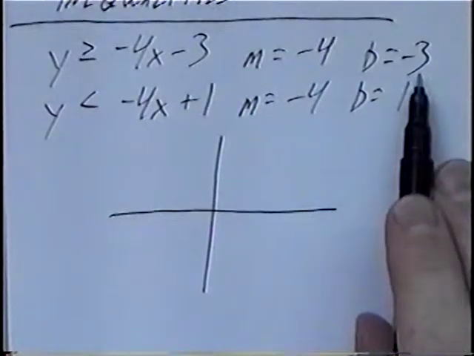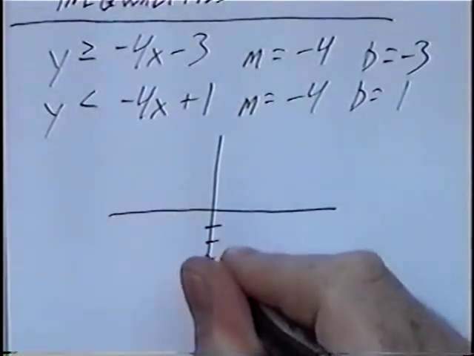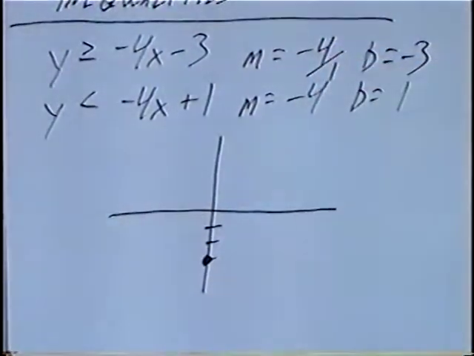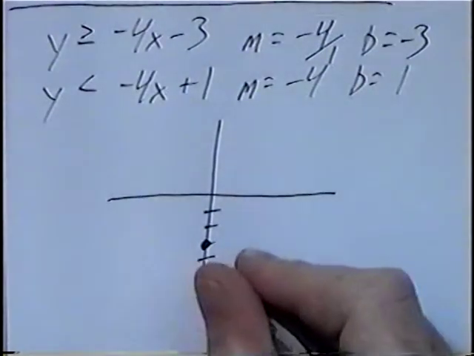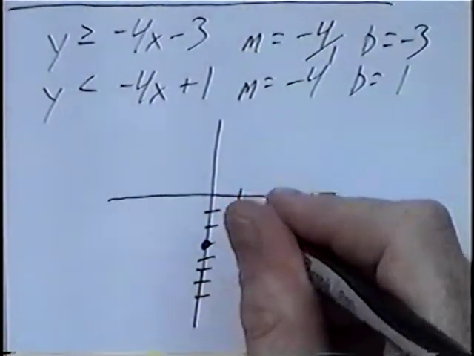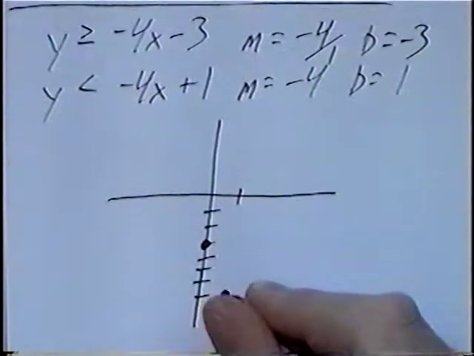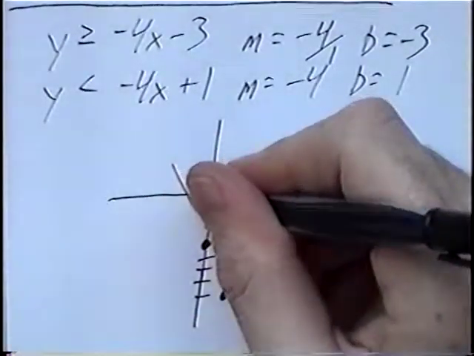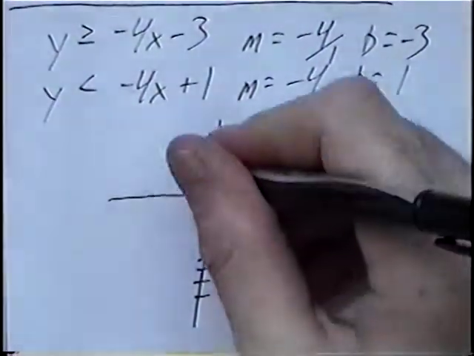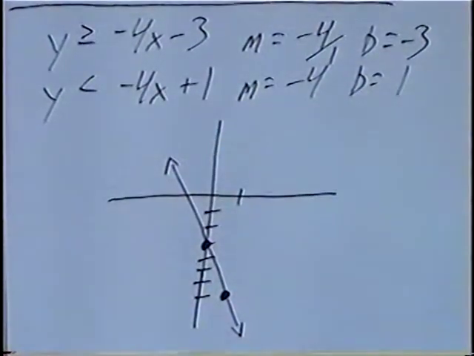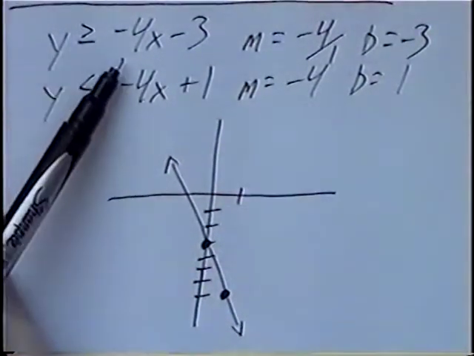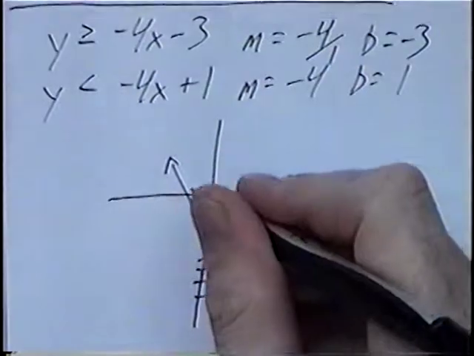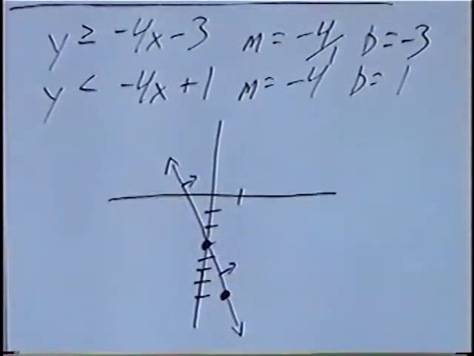The first inequality, the y-intercept, is at negative 3. And the slope is negative 4 or negative 4 over 1. So we'll go down 4 spots and to the right 1 spot. The first inequality is greater than or equal to, so this line would be a solid line. For shading this graph, y is greater than negative 4x minus 3. If y is greater than, we'll shade everything above the line. In this case, it will be to the right side of the line.